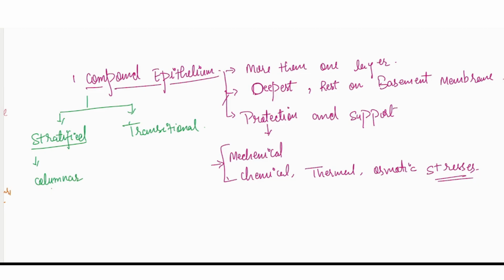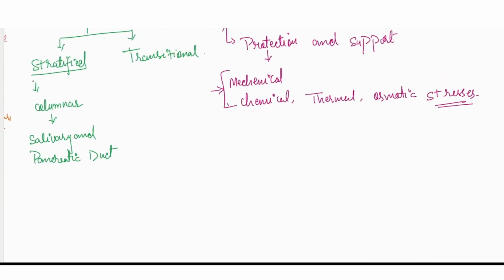Where it is present, the location would be the salivary and pancreatic duct. That is the location, which is a very important term from which you will get questions. Next is the transitional. In stratified epithelium we have seen it may be columnar or cuboidal, depending upon the location where it is actually present.